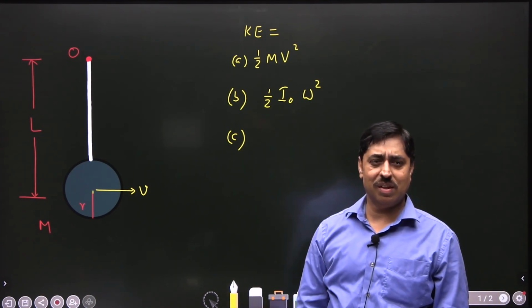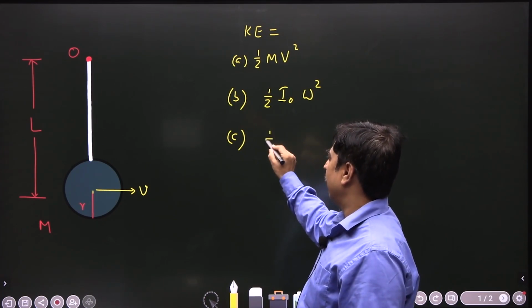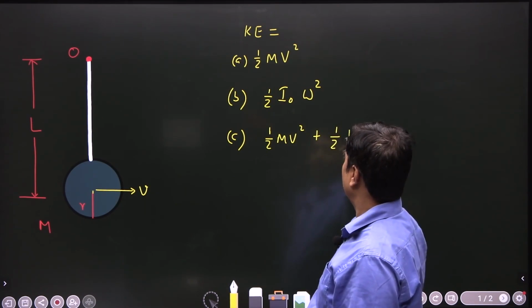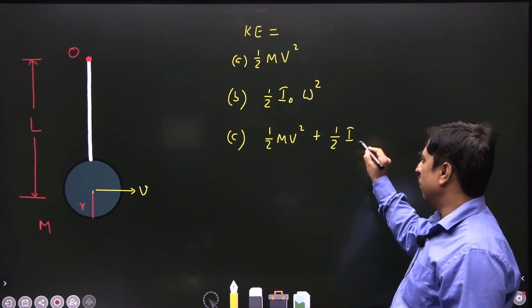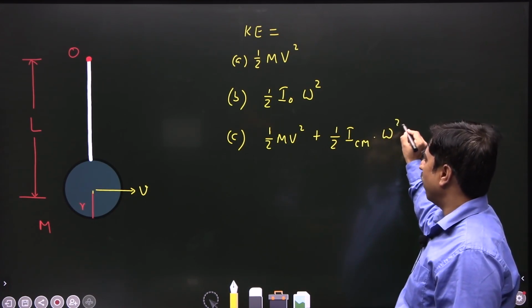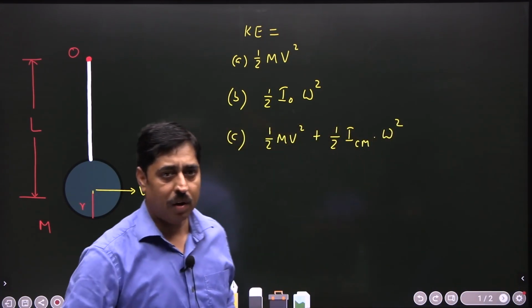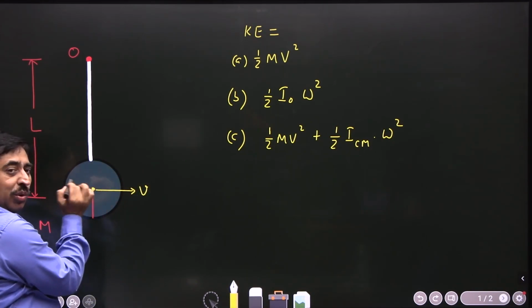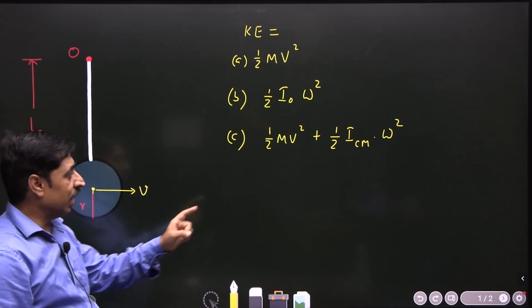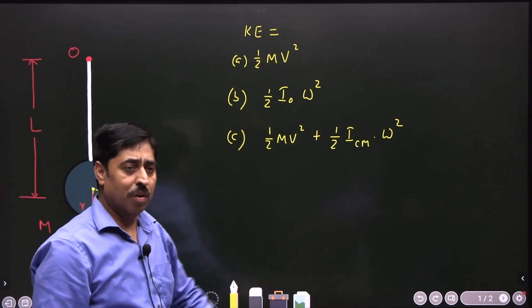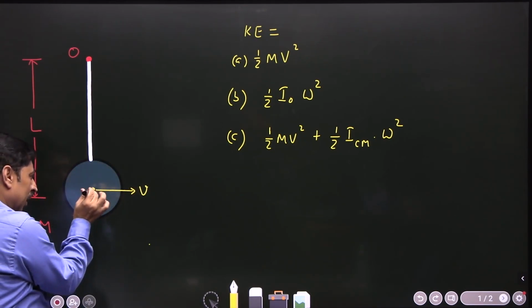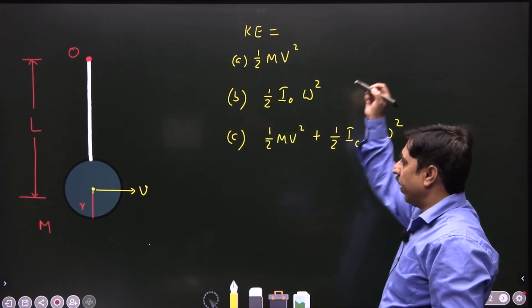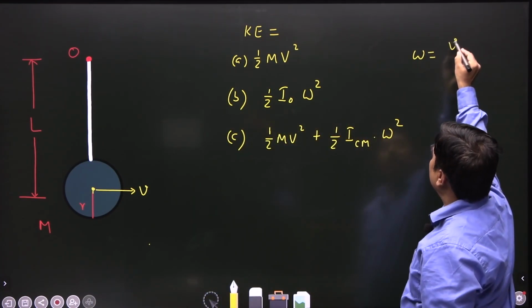That kinetic energy of this thing can be written like this. It is half mv square plus half ICM omega square. Here ICM is the moment of inertia of this bob about this axis passing through its center of mass. In this third expression, ICM stands for moment of inertia of this bob about this axis passing through its center of mass, and in these two expressions omega stands for v by L.